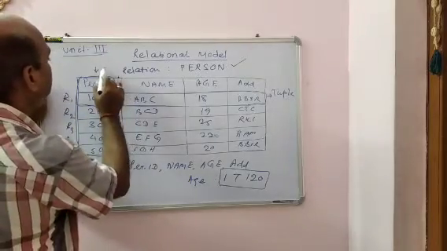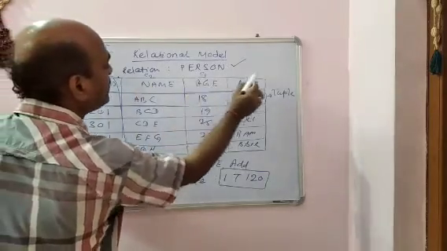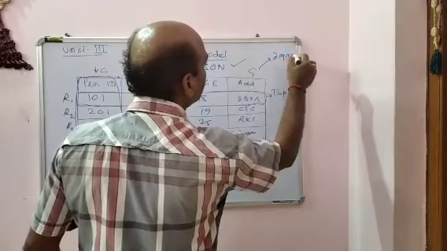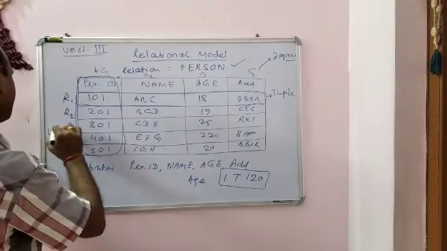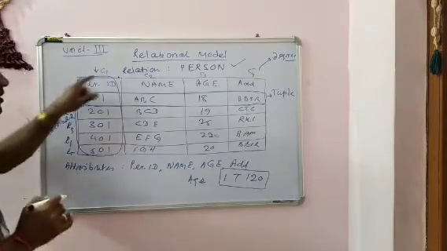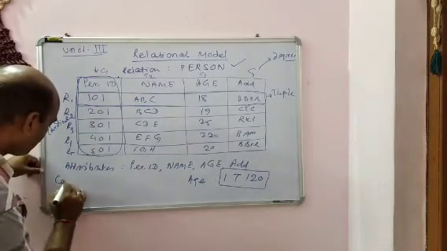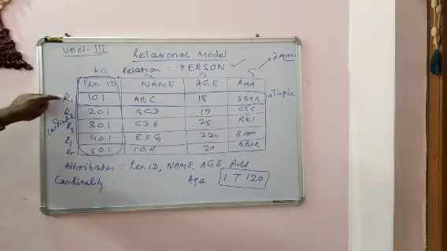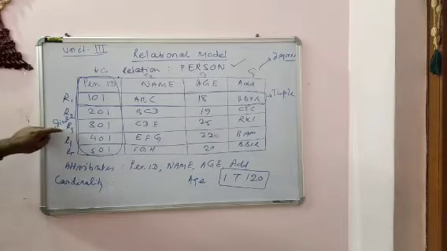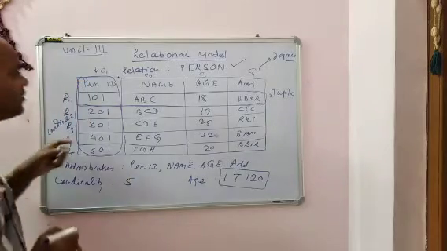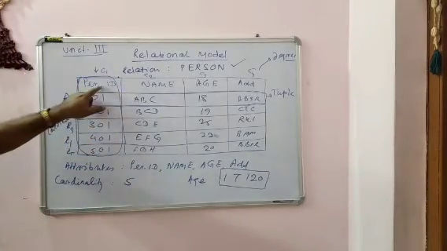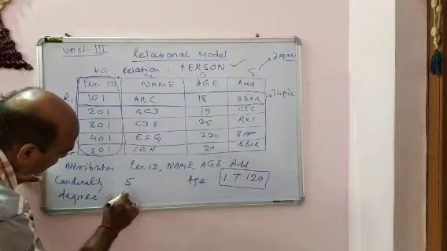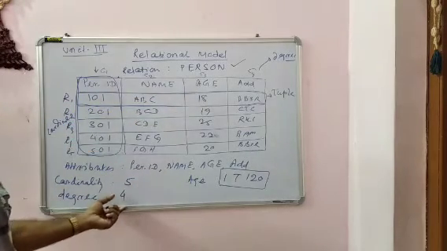Similarly, the total number of columns, suppose this is column 1, column 2, column 3, column 4, is the degree of the table. In this table, what is the cardinality? 1, 2, 3, 4, 5: R1, R2, R3, R4, R5. So the cardinality of this table is 5. And the degree of this table is 1, 2, 3, 4, so the degree is equal to 4. Four attributes are there.